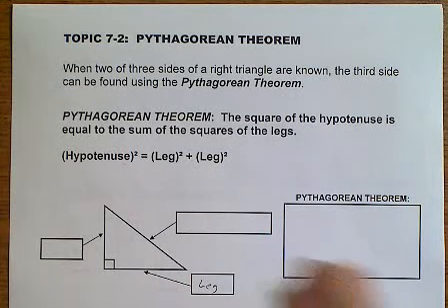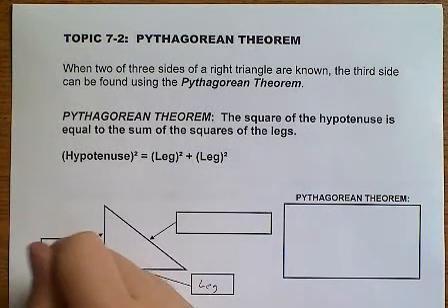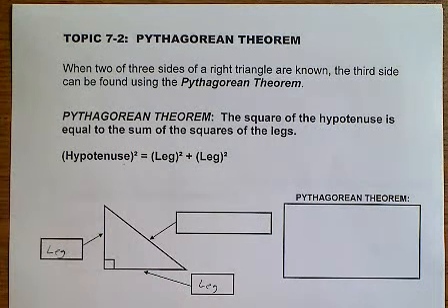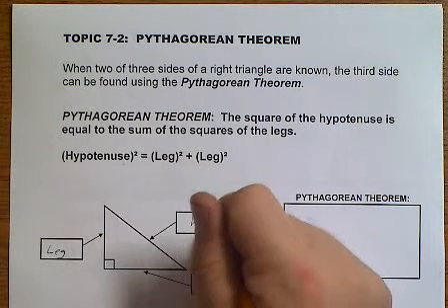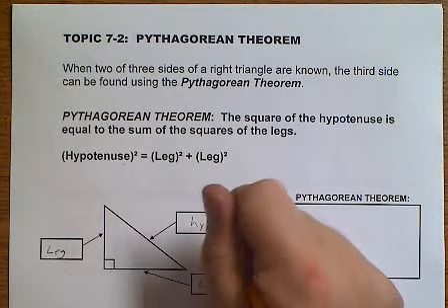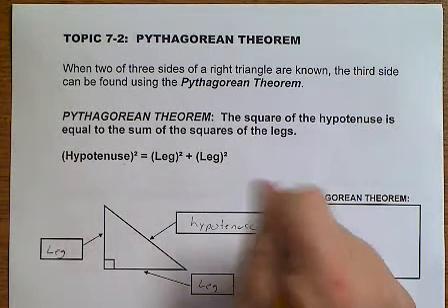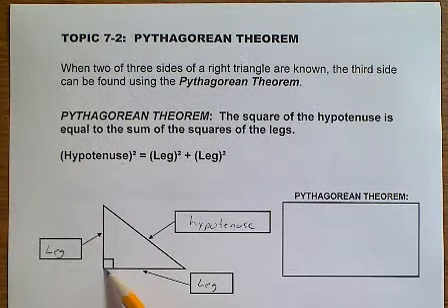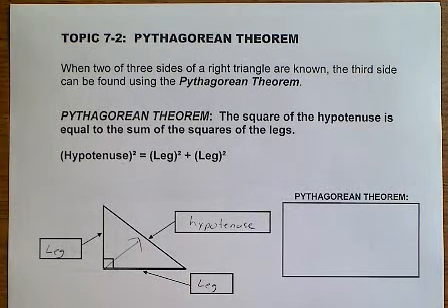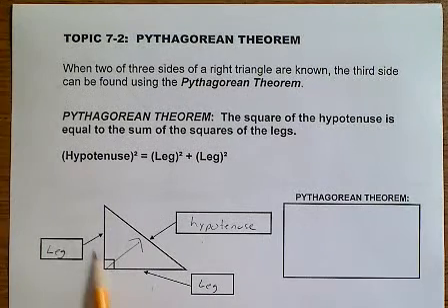That's one of our legs. That's the other leg. And this is the hypotenuse. Notice the hypotenuse is opposite the right angle. That way you always know which one's the hypotenuse, and the legs don't really matter.